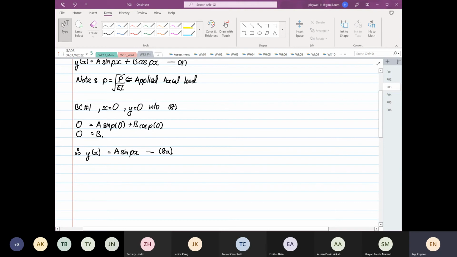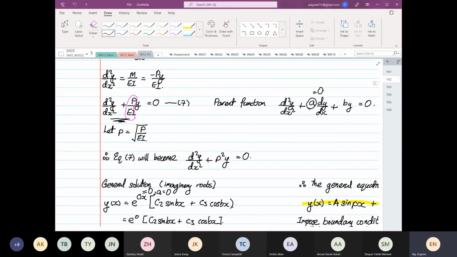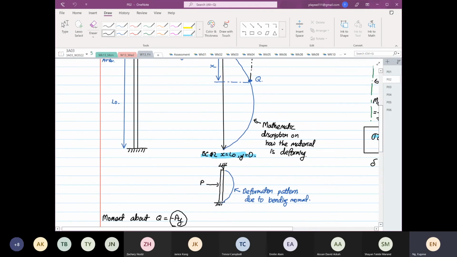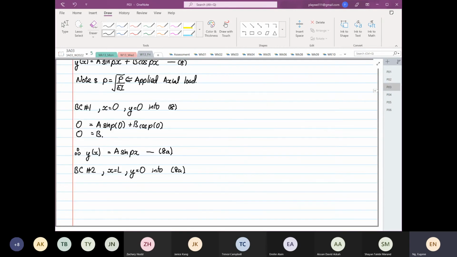So then we are going to put in our next boundary condition, boundary condition number 2. These are simple math. You guys are better in math or learn more complex stuff than this. So x is equal to L, y is equal to 0. We're going to substitute into equation 8a. This boundary condition is at the other end of the deformation. I know I called it L naught, I just changed it to L. It's the same thing.